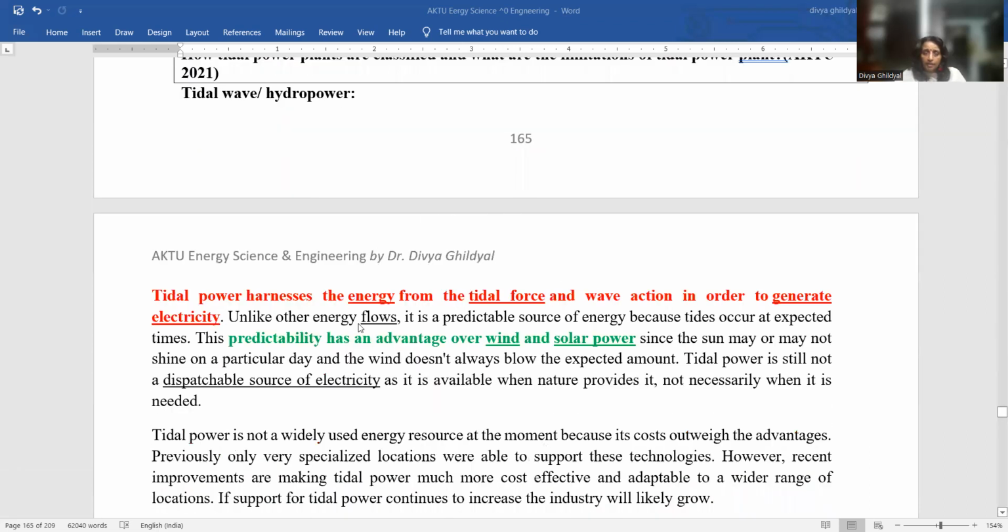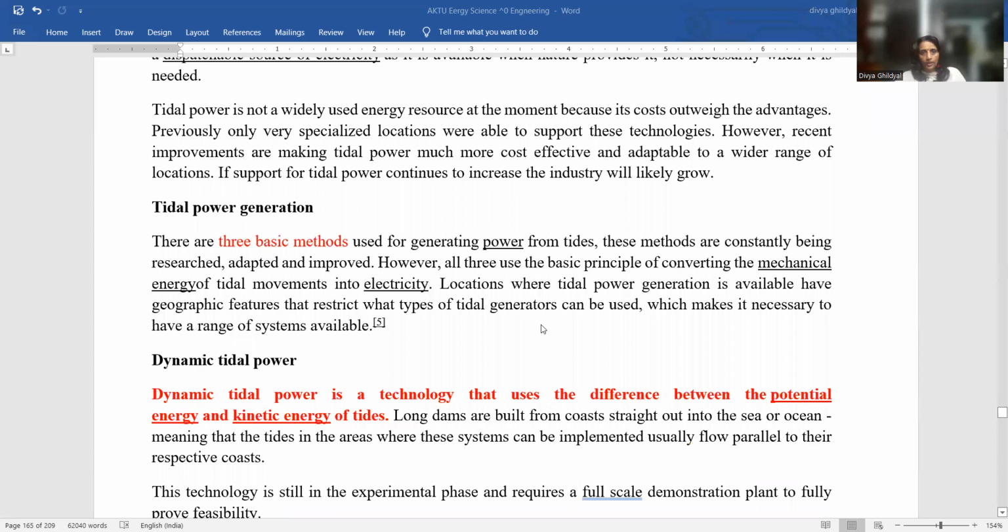Okay, tidal powers are harnessing the energy from the tidal force and wave action in order to generate electricity. Unlike other energy flows, it is a predictable source of energy because tides occur at expected times of the year. And this predictability has an advantage over wind and solar power, because wind and solar power are nature dependent. Any calamity and they both fail. Okay, so the tidal ones dominate here.